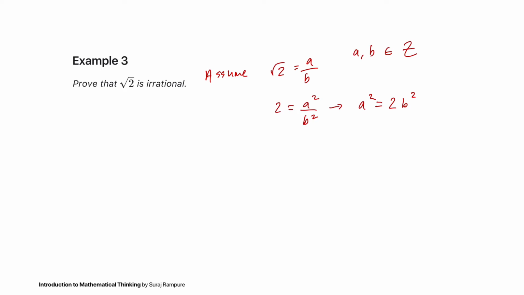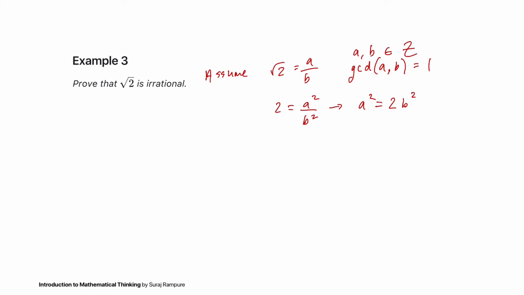Sound good? Okay. Also, I forgot to mention in the beginning, let's assume a and b are the reduced form of the fraction, right? Just like I can write a third as 2 over 6 or 3 over 9, or like, I don't know, a trillion over 3 trillion, let's assume that a and b are the reduced form, okay? So I can say the greatest common divisor between a and b is 1. Sound good? Cool. So now I have a squared is equal to 2b squared.